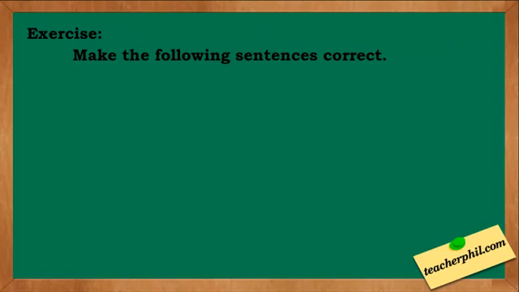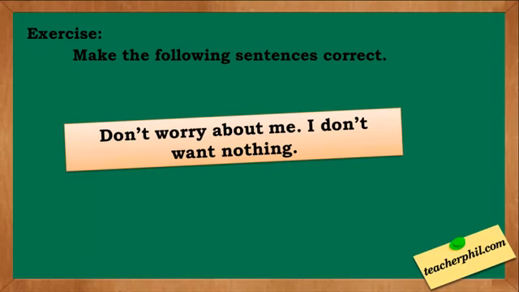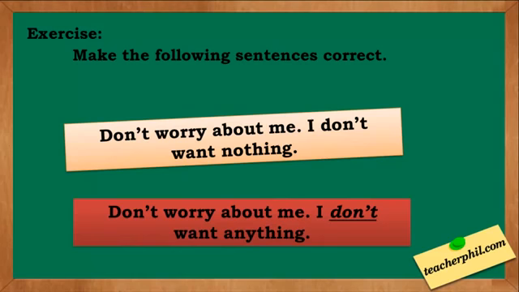For our exercise, make the following sentences correct. Number 1. Don't worry about me. I don't want nothing. The correct answer is, don't worry about me. I don't want anything. The two negatives in this sentence are don't and nothing. So you only need to use one. You can say, I don't want anything, or you can also say, I want nothing.